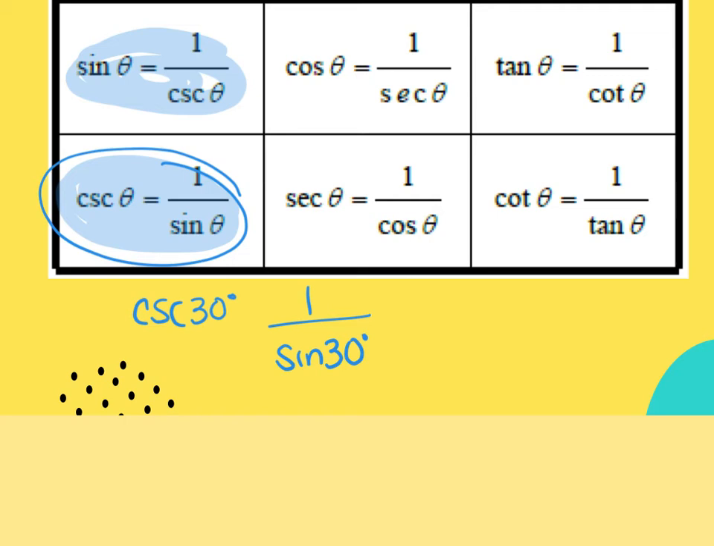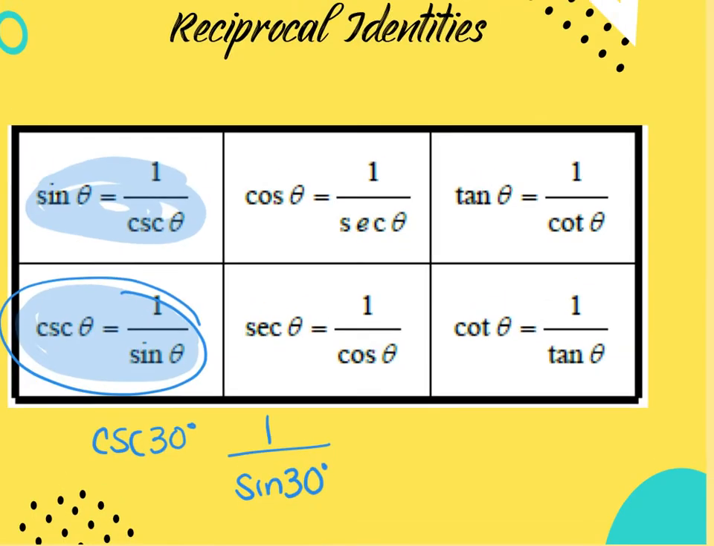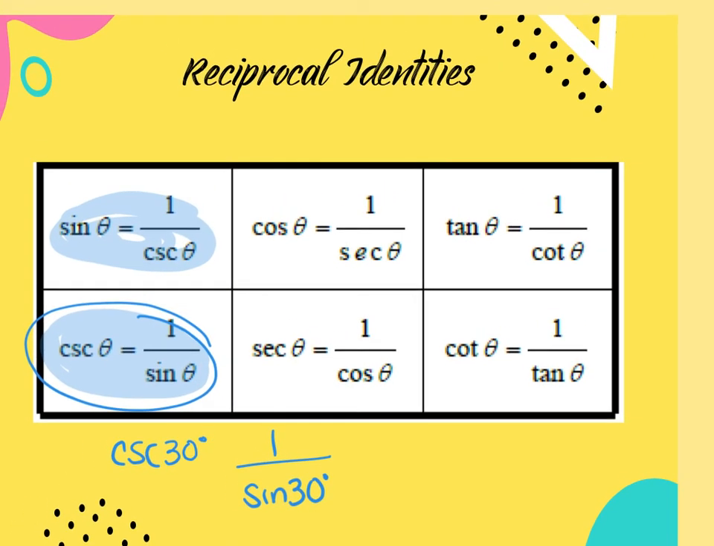So by the time we're done with this chapter, you're going to learn a lot of different types of identities. These are called the reciprocal identities. And really you just need to remember which pairs match up. So sine goes with cosecant, cosine goes with secant, and tangent goes with cotangent. And these are interchangeable, so I could go either way with that.